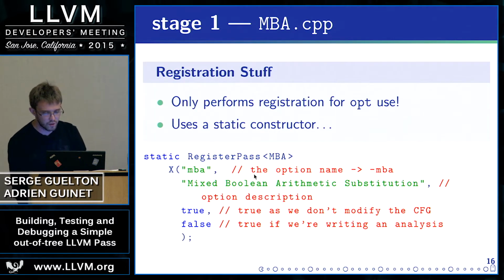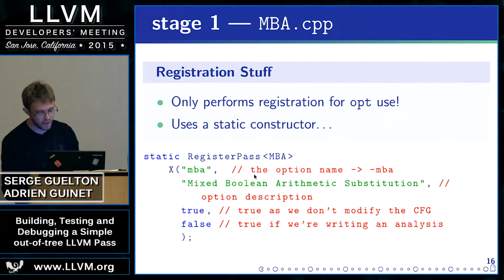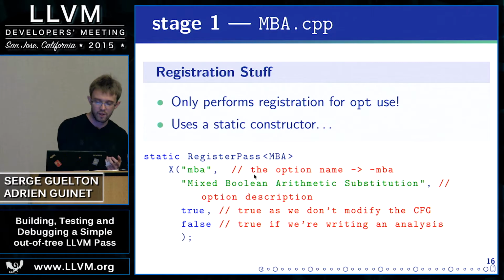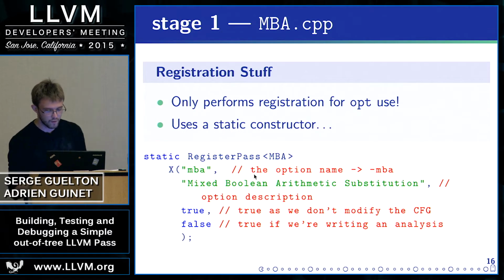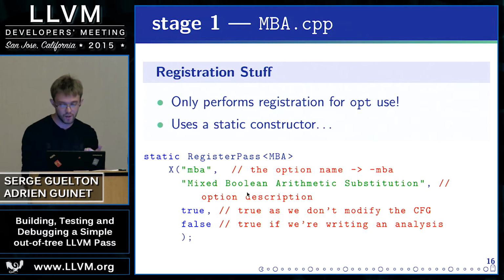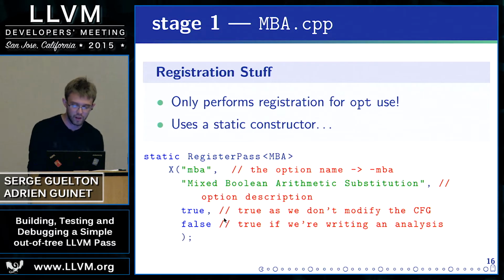The second thing to do is to register our pass in order to be used by opt. For that, we use the RegisterPass template class, and we create a static object within our shared library. So the constructor of the RegisterPass class will be called when we load the shared library. There are 4 things to define. There is the name of the pass, which is MBA, which is used in the CLI in the end. There's a human readable description, which will be printed when you ask for the help of opt, for instance. And there are 2 flags. The first says whether we are modifying the control flow graph, and the other one, whether we are writing an analysis or not.